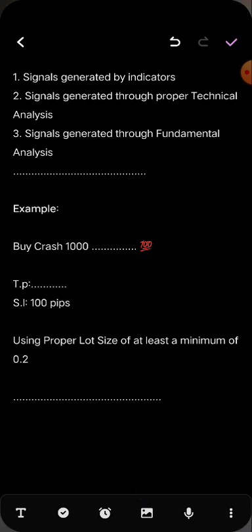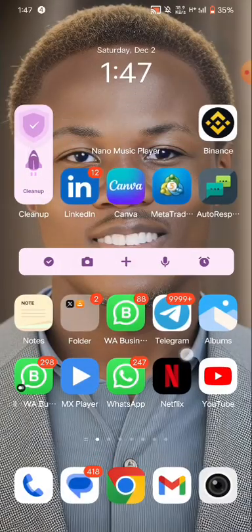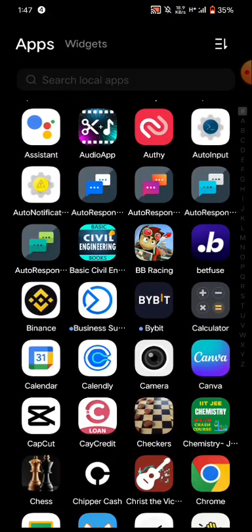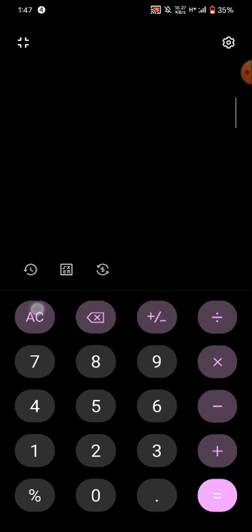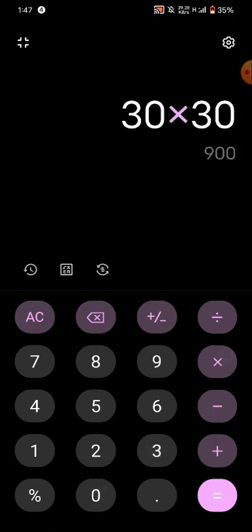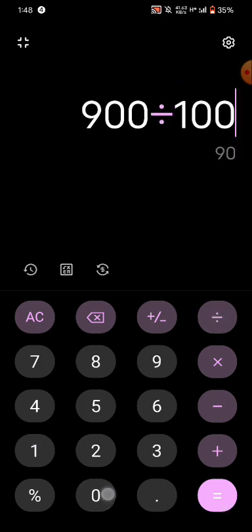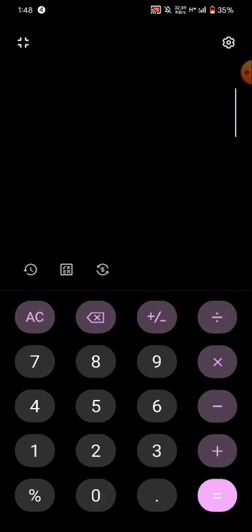Let's calculate it. For example, if I'm using a $30 account, my minimum lot size for Boom and Crash should be around 0.3, most especially for Boom and Crash. The lot size calculation for Boom and Crash: 30 multiplied by 30 divided by 100. No, I made a mistake with that. Do not use less than, I think, 0.1%. I'm coming, let's calculate it right.